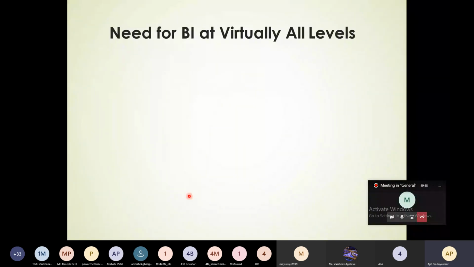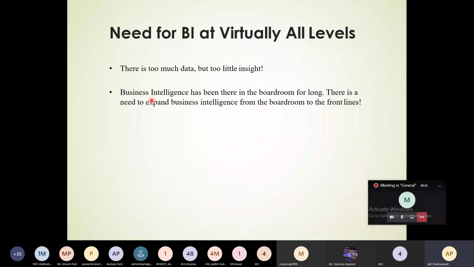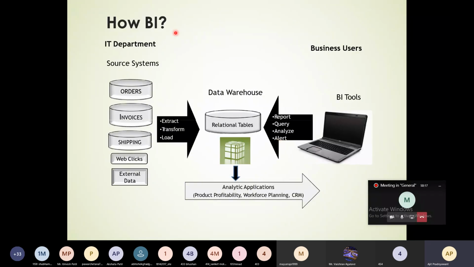So, the need for BI at virtually all levels. There is too much data but too little insight. Business intelligence has been in the boardroom for a long time. There is a need to expand business intelligence from the boardroom to the front lines. Structured and unstructured data need to converge. So how will BI be implemented?